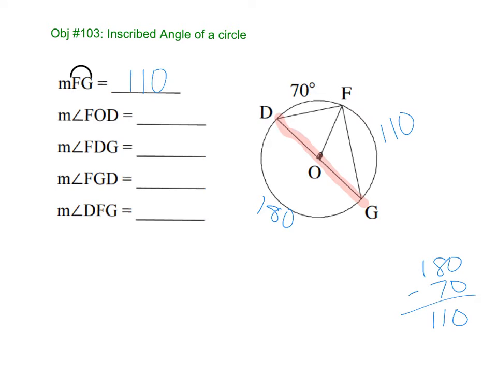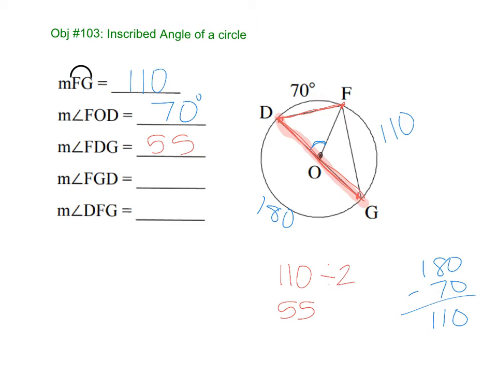FOD. FOD is this angle. Now, what kind of angle is that? That is a central angle. So that is equal to the arc that it creates. FDG. So this is an inscribed angle. And the arc it makes is 110, right? So we're going to divide that by 2. 110 divided by 2 is 55. So it's 55.